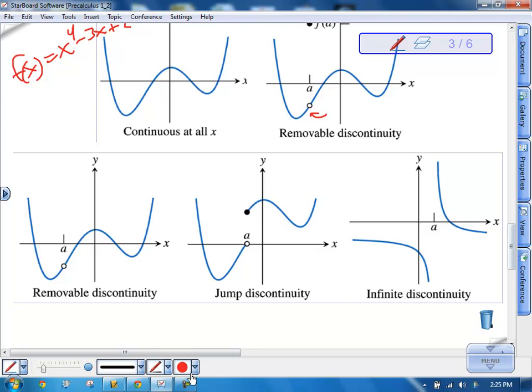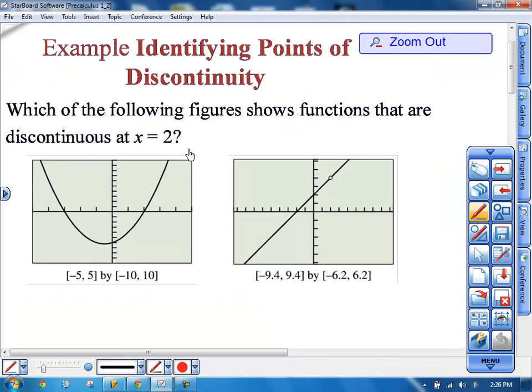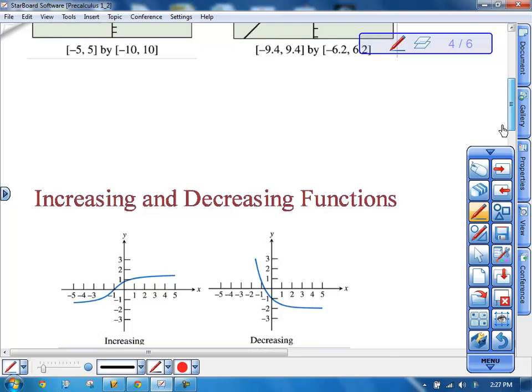Okay, here's a quick example then. Which of the following figures shows functions that are discontinuous at x equals 2? Obviously, this one right here shows that point of discontinuity. So that's hopefully a pretty easy problem.